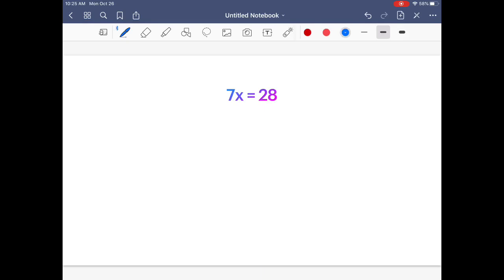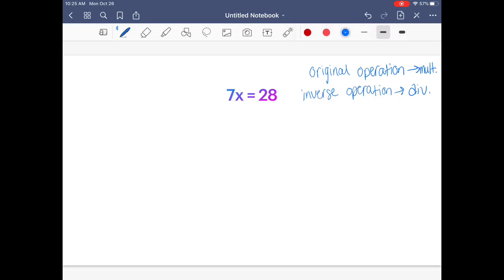Here's our next problem here, 7x equals 28. Our original operation, we'll see we have a 7 right on the x. I could add a little dot here and show you that is multiplication. So the inverse operation of multiplication is division.